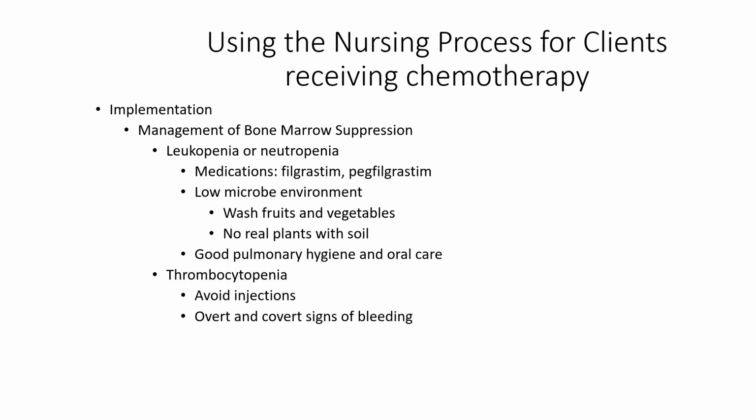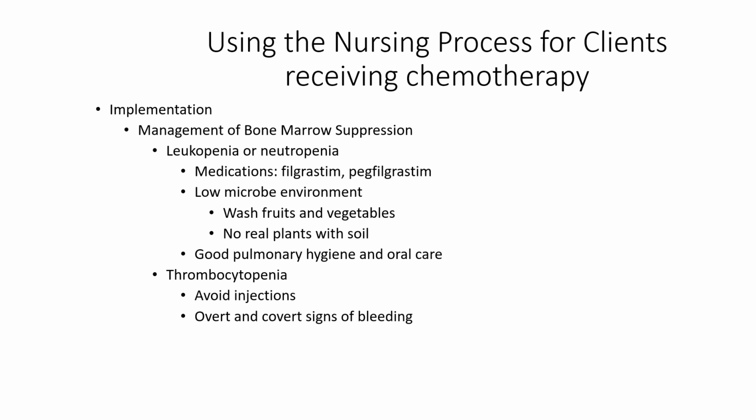Some medications to treat leukopenia or neutropenia that we're going to be tested on are filgrastim and pegfilgrastim. This is Neulasta, and the other name just escaped me. Also, we need to make sure that there's a low microbe environment. So we can control this by not allowing real plants with real soil for the patient's families or visitors to bring in. Doesn't mean we can't keep them. It means that we might put them at the nurse's station. Also, they need to be sure that they wash the fruits and vegetables because some of them could have pesticides or microbials that could really not be good for them.